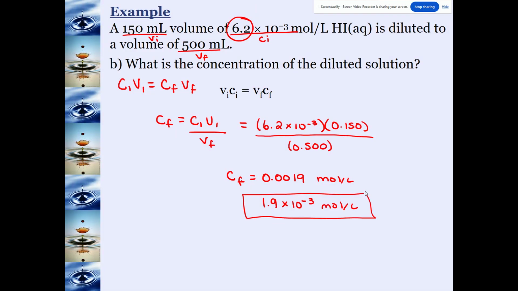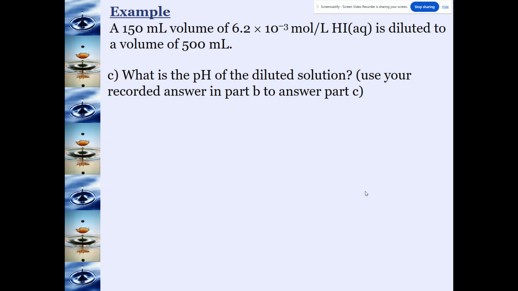Now it's asking us to find the pH now that it's been diluted. Now, notice this, very important, use your recorded answer. That means it wants you to use your rounded answer. This is a question that students will see on their unit test. If you don't use your rounded answer, you're going to get the wrong answer, okay? So now to calculate the pH, I'm going to take the negative log of that rounded answer.